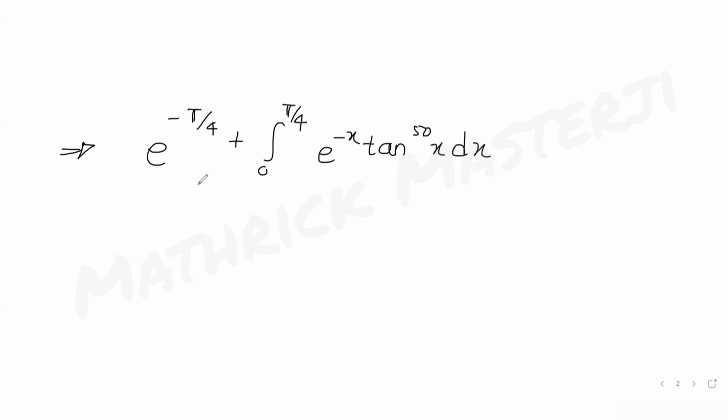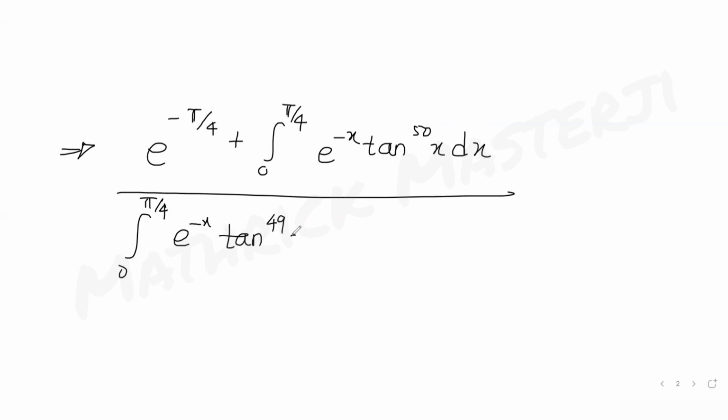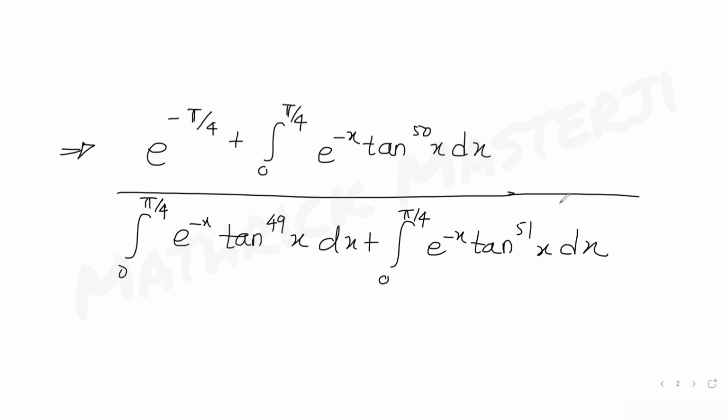So if I solve for this expression first, I can write that entire expression as e raised to minus pi by 4 plus the integral from 0 to pi by 4 of e raised to minus x tan raised to 50x dx, over the integral from 0 to pi by 4 of e raised to minus x tan raised to 49x dx plus the integral from 0 to pi by 4 of e raised to minus x tan raised to 51x. So you have this entire expansion of the expression given.